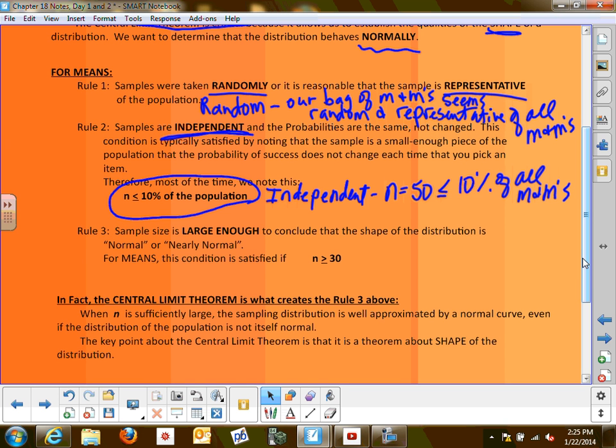All right. So for independence, we want to make sure that it's small enough, but it needs to be large enough, so it has to be just right. Not too big, but not too small. It has to be large enough to be representative.